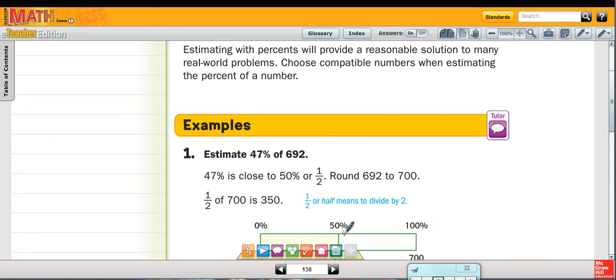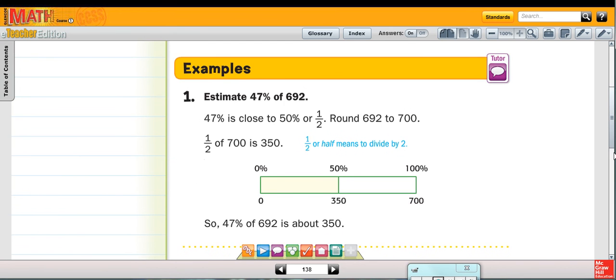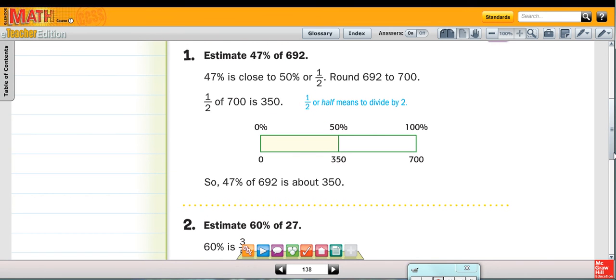Okay, so those are some mental math strategies we could use for this. Okay, we don't have to use mental math. So let's take a look. Number 1, let's talk outside the bar diagram. What's 47% close to? So we're going to change that to 50%. Of what's 692 close to? 700. How do we find percent of a number? Sam?